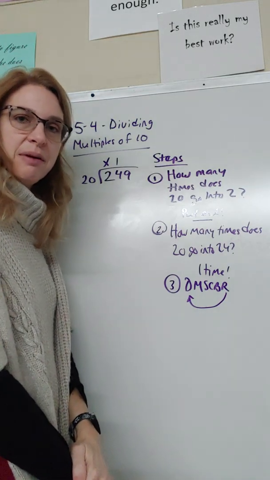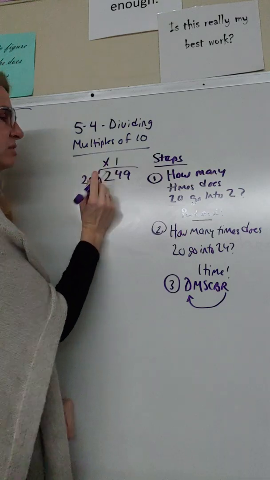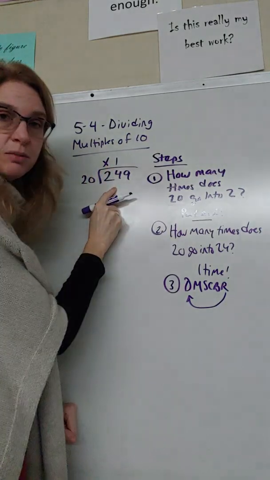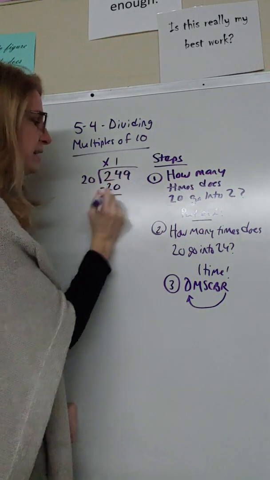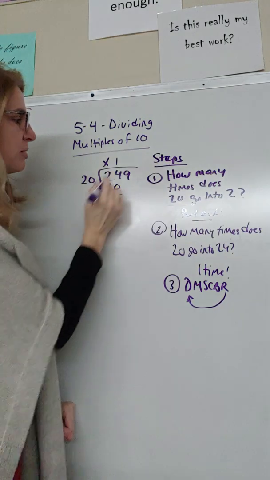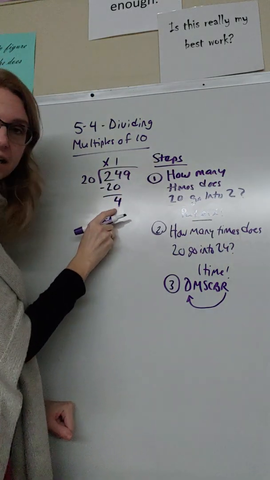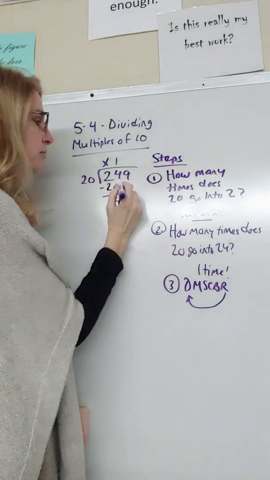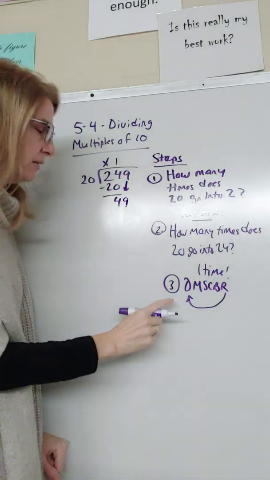And we're going to keep doing that in this problem. So we did the divide step. 20 goes into 24 1 time. So now we do the multiply step. What's 1 times 20? Well, 1 times 20 is 20. So my next step is subtract. 24 minus 20 is 4. Now I check. Is 4 smaller than 20? Yes, it is. So I can bring down. And now I repeat.